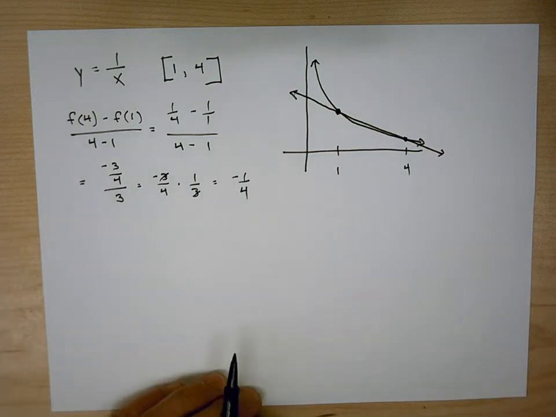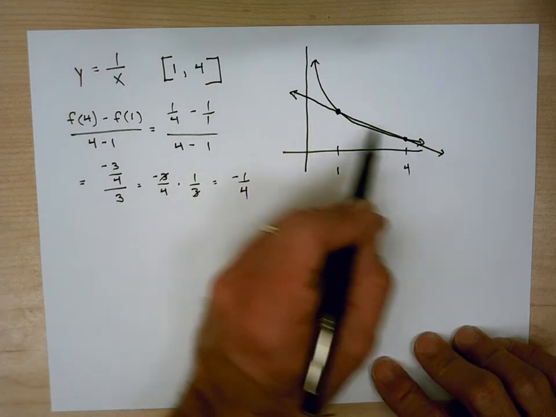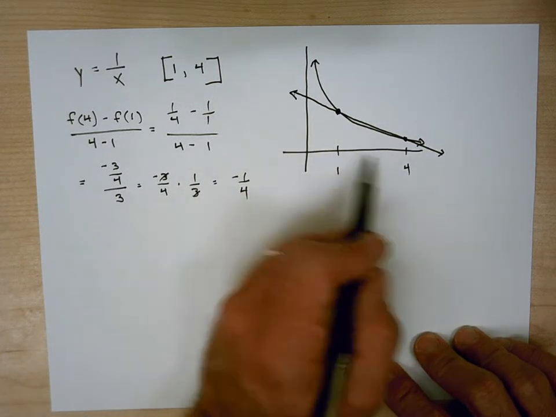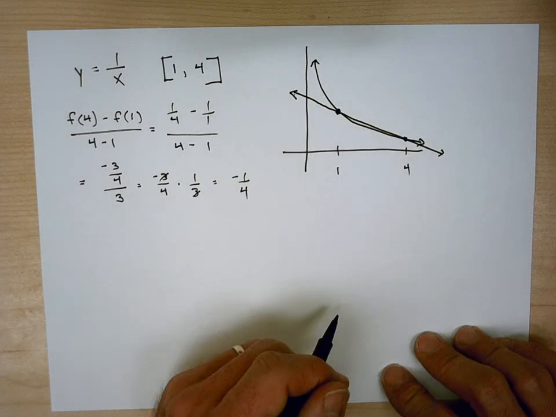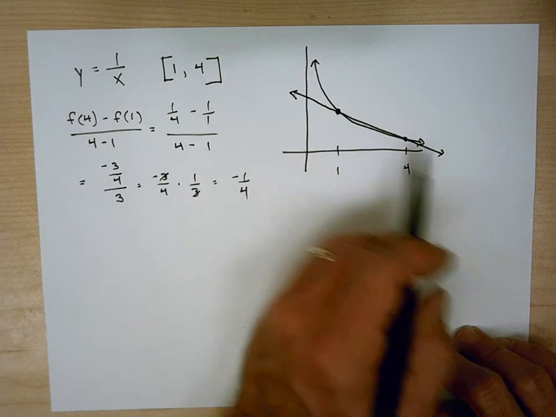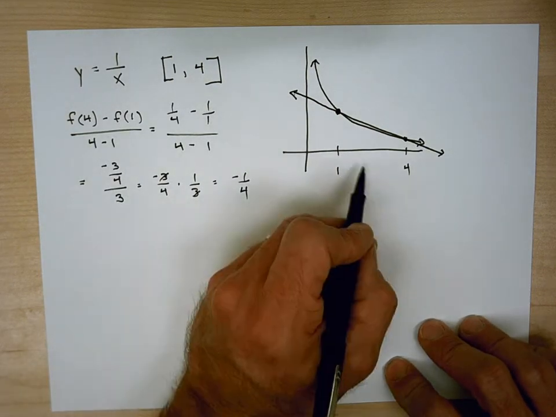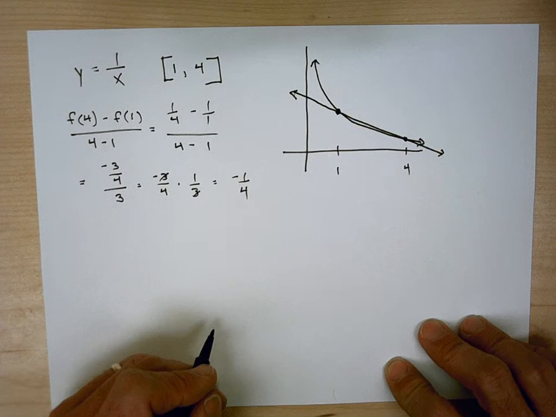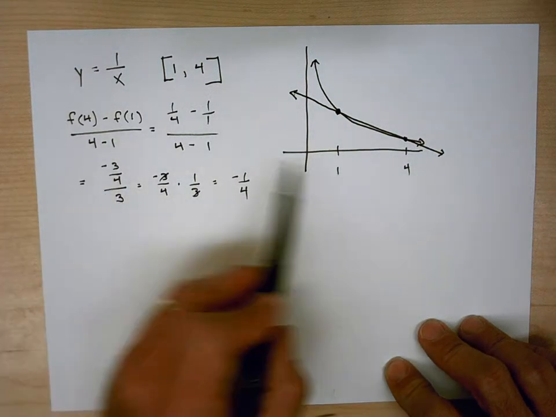Okay, so that kind of looks right here, right? We know this is going to be a negative slope, and although we haven't drawn it to scale, it looks like it's going to be small, right? It's almost going to be closer to horizontal than to vertical. All right, so what we'd like to do is see if we can find the point C in between 1 and 4 where the slope of the tangent line equals that.